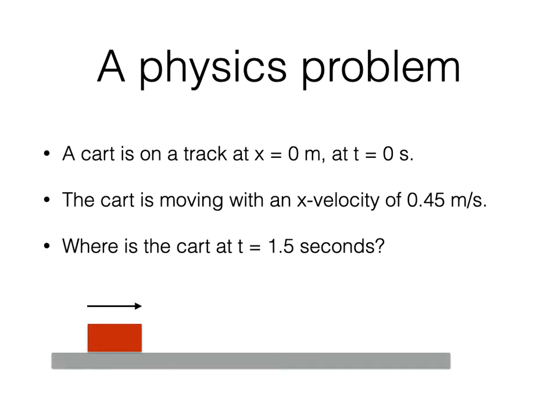Okay, so here's the first problem. Here is a car on a track. At time t equals 0, it's at x equals 0 meters. And it's moving with a constant velocity of 0.45 meters per second. So the question is, where will the cart be at t equals 1.5 seconds?